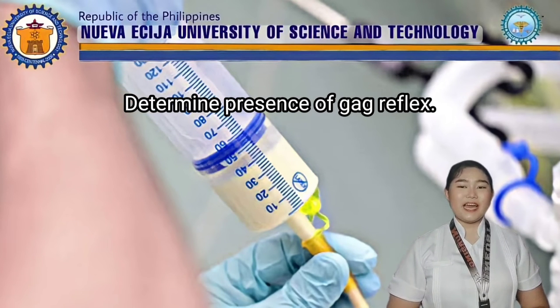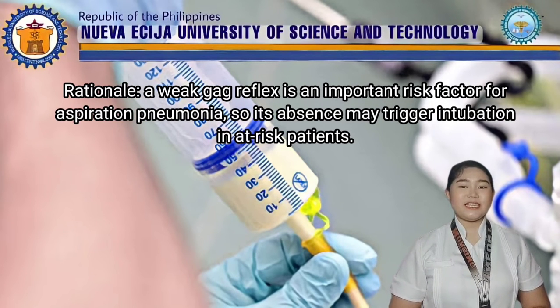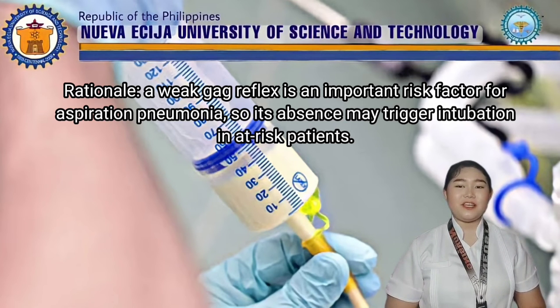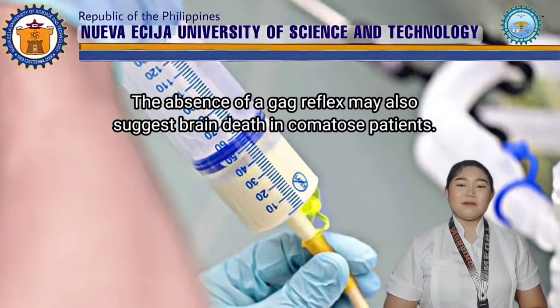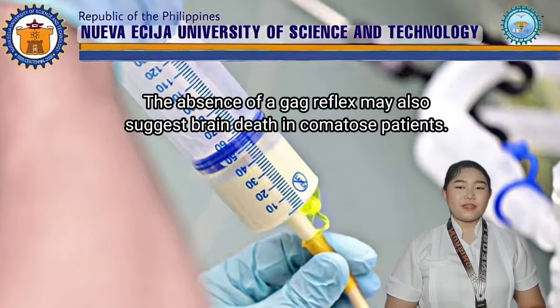Determine presence of gag reflex. Rationale: remember that a weak gag reflex is an important risk factor for aspiration pneumonia, so its absence may trigger intubation in at-risk patients. The absence of the gag reflex may also suggest brain death in a comatose patient.